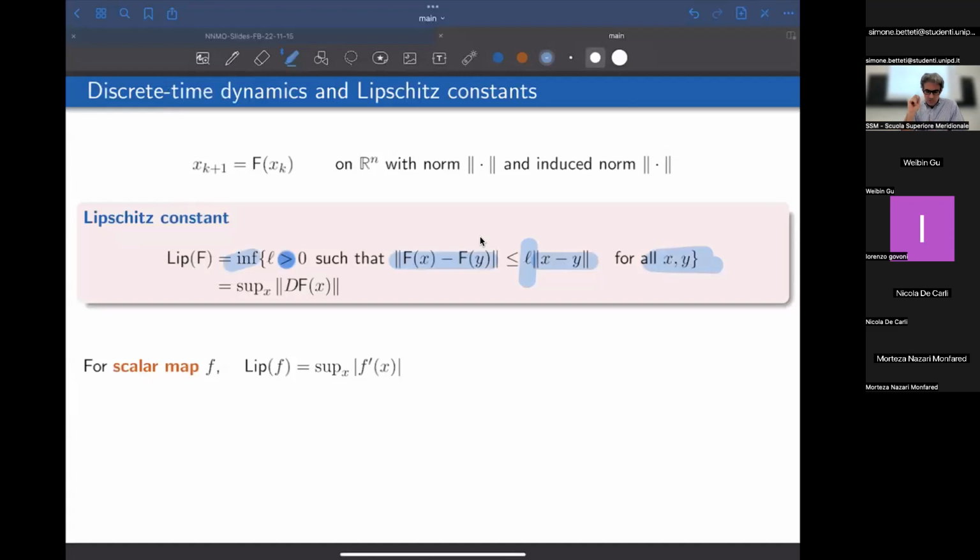No, the norm is fixed. I fix a norm and I fix a map F, and the Lipschitz constant of a given map F with respect to that norm is given by this maximum variation. Now, here I wrote an equality. The first equality, that's the definition. The second is a theorem.